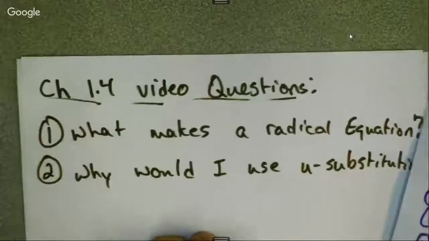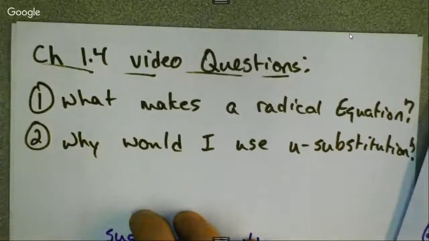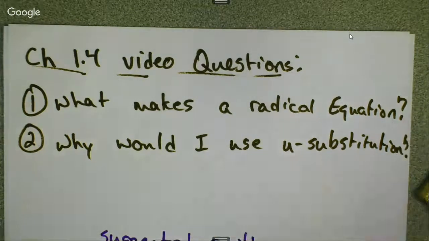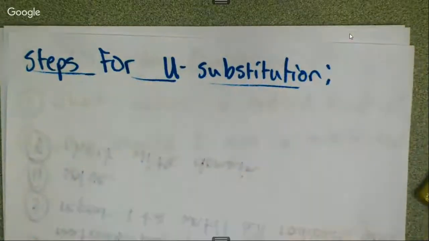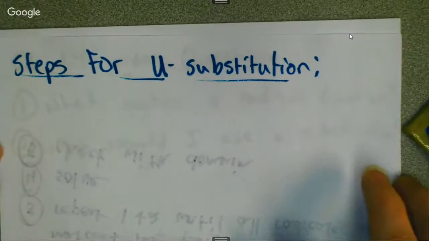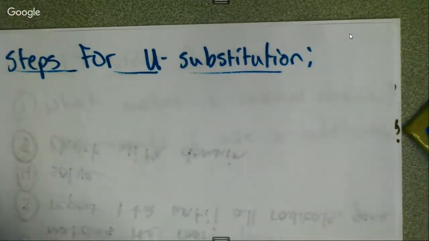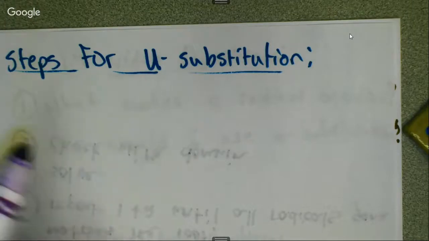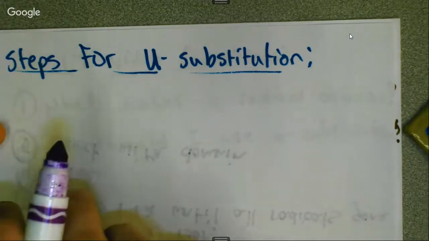So let's take a quick glance at your questions here. 1, what makes a radical equation? And 2, why would I want to use U substitution? Okay, now the steps for U substitution. Now you can use this on many different types of problems. Okay, I'll show you a very simple one here in just a second.